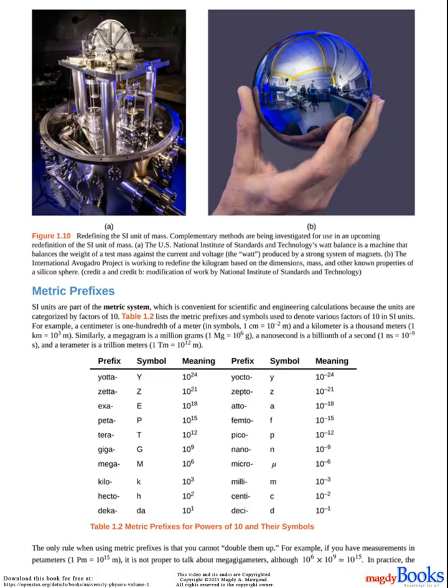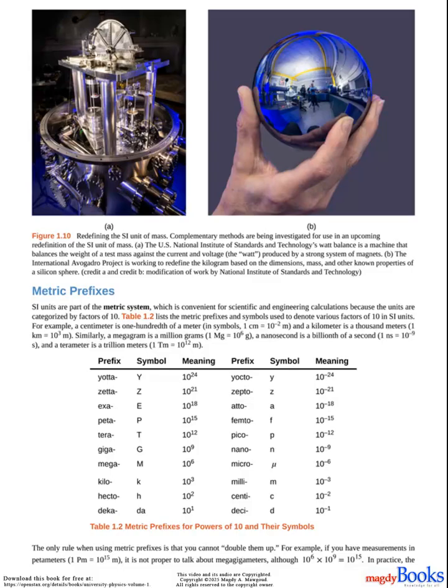Pico. p. 10^-12. Nano. n. 10^-9. Micro. mu. 10^-6. Milli. m. 10^-3. Centi. c. 10^-2. Deci. d. 10^-1. Table 1.2. Metric prefixes for powers of 10 and their symbols.